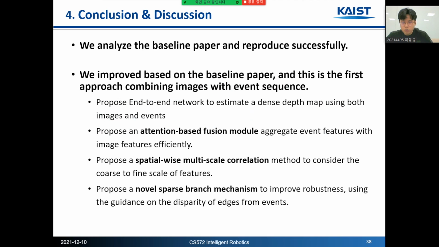In conclusion, we introduced the baseline paper about event-based stereo matching and reproduced the paper's results successfully. Then we proposed an advanced network based on the paper, and this is the first approach combining event images with event sequences. For this network, we propose an attention-based fusion module, a spatial-wise multiscale correlation method, and a novel sparse branch mechanism. All results were compared with existing results, therefore we concluded that we proposed a successful network.